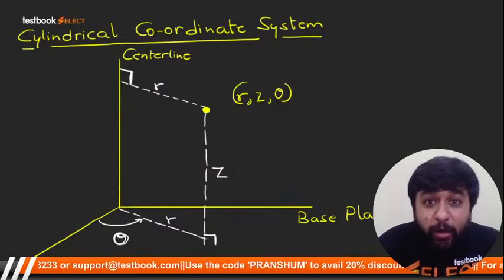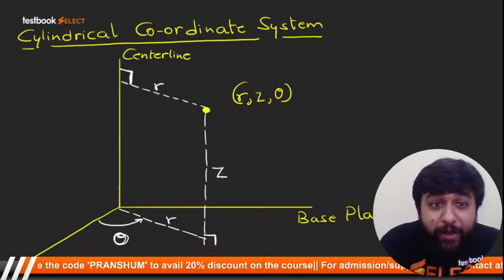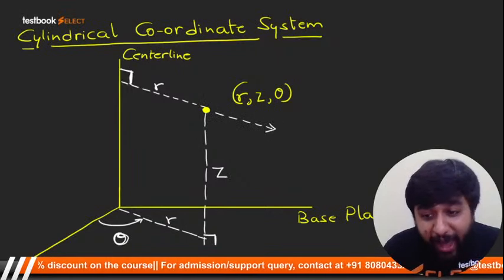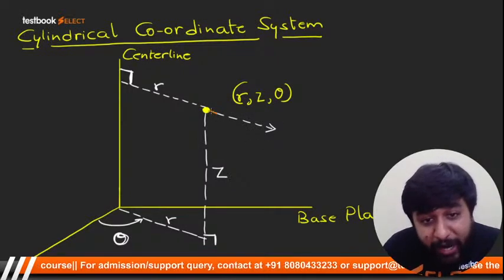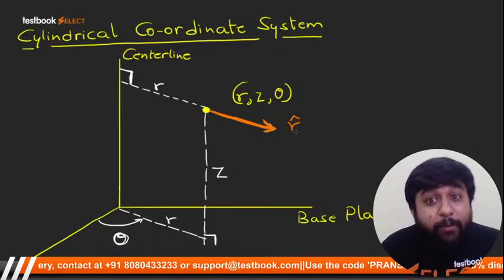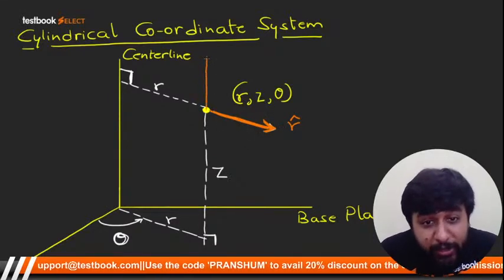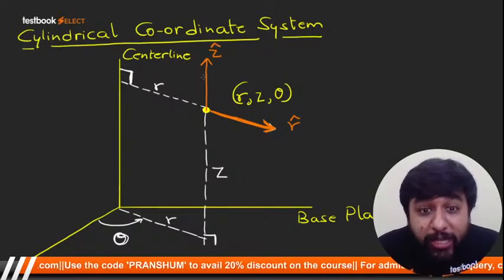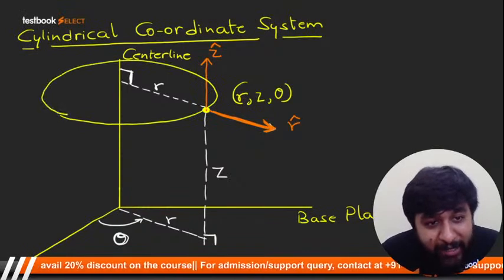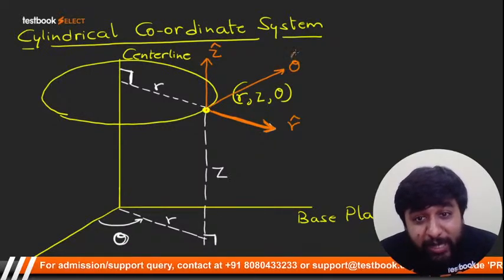Now, in the Cartesian coordinate system, the principal unit vectors are i cap, j cap, and k cap. What are the principal vectors in this coordinate system? One vector is r cap, which means along the radius away from the center line. Z cap means parallel to the center line. And then there is theta cap. Using R as radius, draw the circle. Theta cap is tangent to this circle.